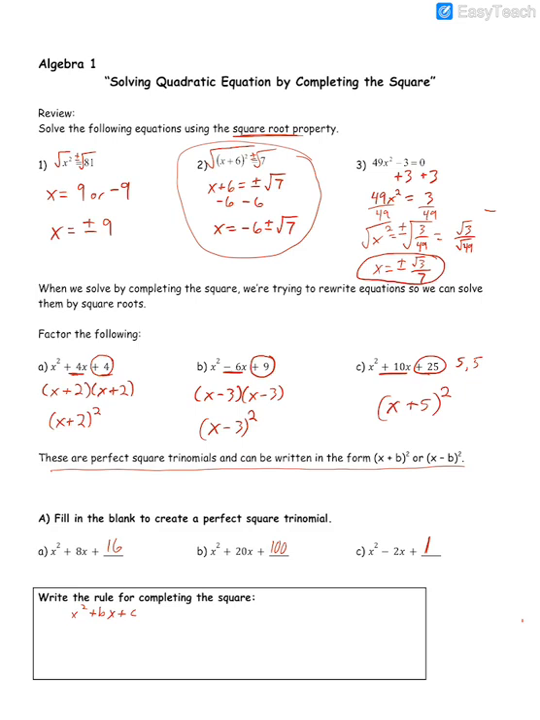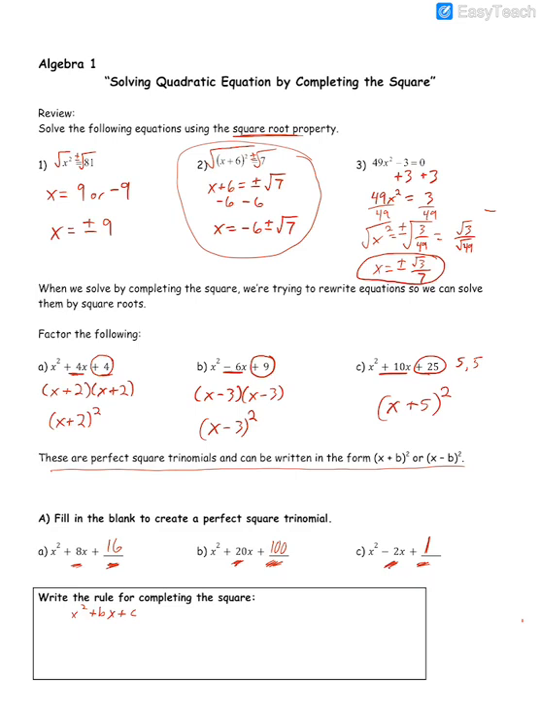In each of these cases, the a is 1, so let's just get rid of it. If we just have x squared plus bx plus c, how does the 8 relate to the 16? How does the 20 relate to the 100, and how does the negative 2 relate to the 1? And here's what you do.